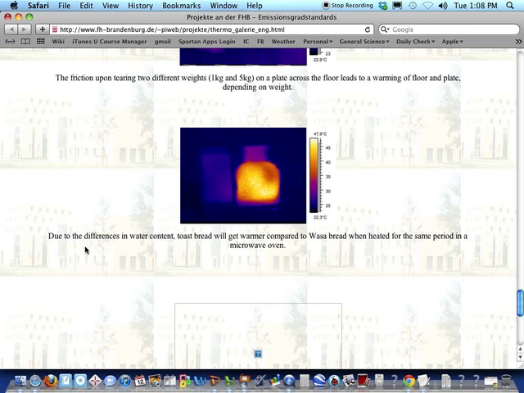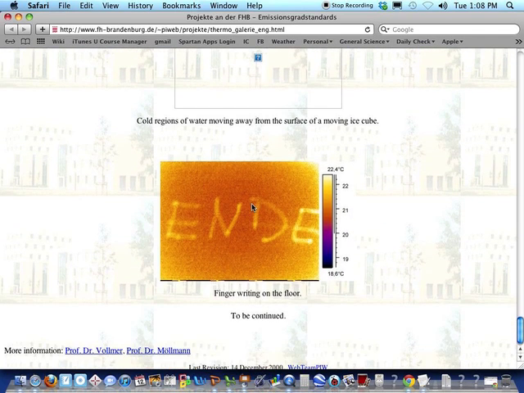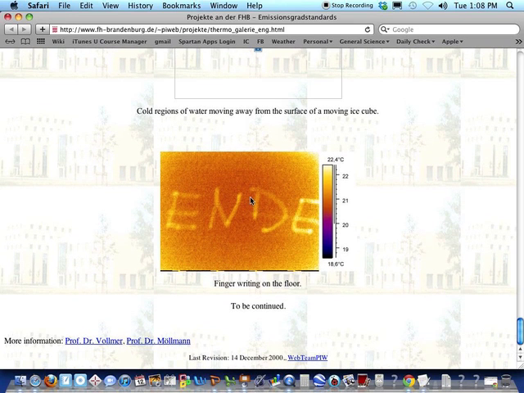So this is toast. Yep. I like toast. This is like wasa bread, those cracker sort of breads, versus a thick piece of bread. Okay. And this is just writing on the ground with your finger. Heats it up a little bit, and you can see that when you look with a thermal camera.